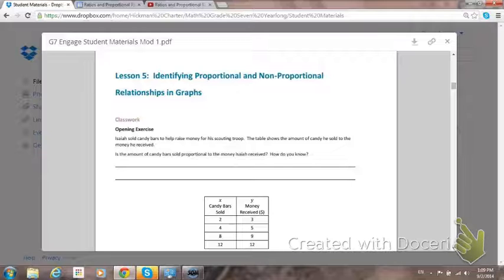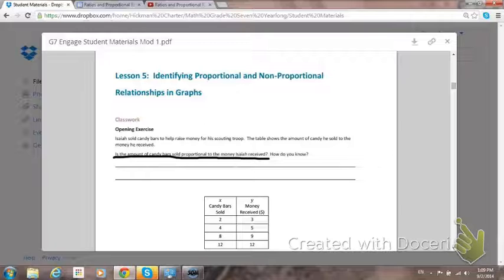Isaiah sold candy bars to help raise money for his scouting troop. The table shows the amount of candy he sold to the amount of money he received. Is the amount of candy bars sold proportional to the money Isaiah received? And how do you know? And again, that's that question. Maybe some of you are getting real tired of it, but it is really, really important that we continue to look at it.